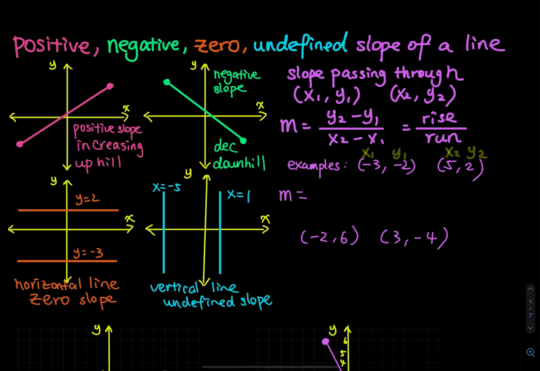So m is equal to y2 minus y1. So that will be 2 minus -2, and then divided by 5 minus -3. So be careful with the minus and the negative. So we have a 4 on top. We have 5 plus 3 is 8, so that is equal to 1/2. You can just write 1/2 or leave that as 4/8. So this is a positive slope.